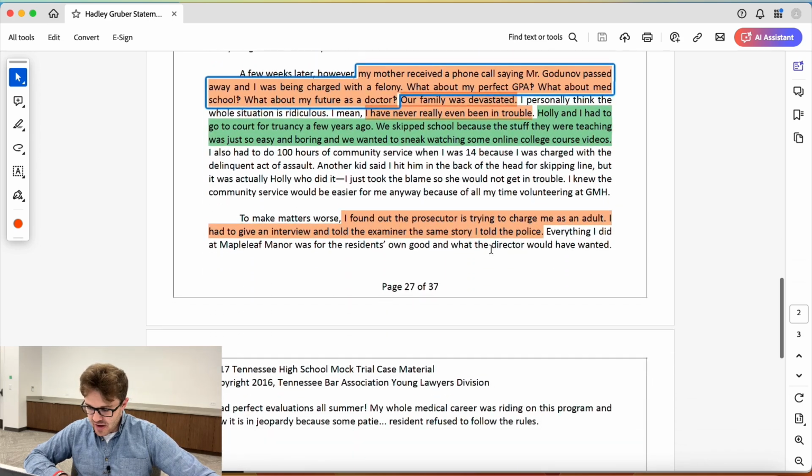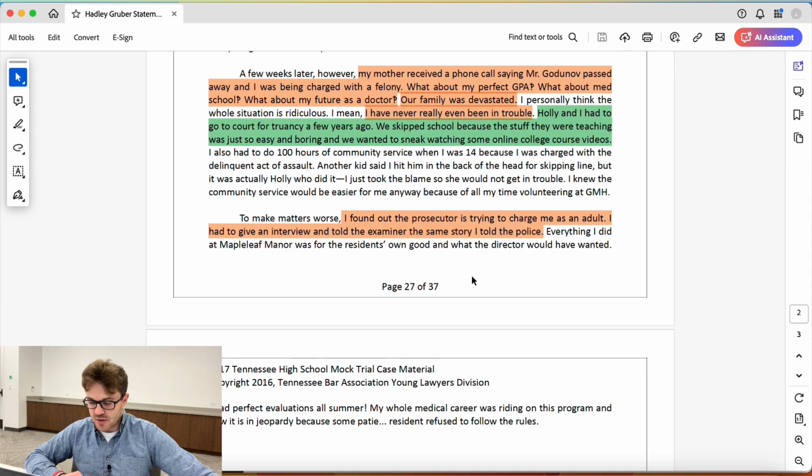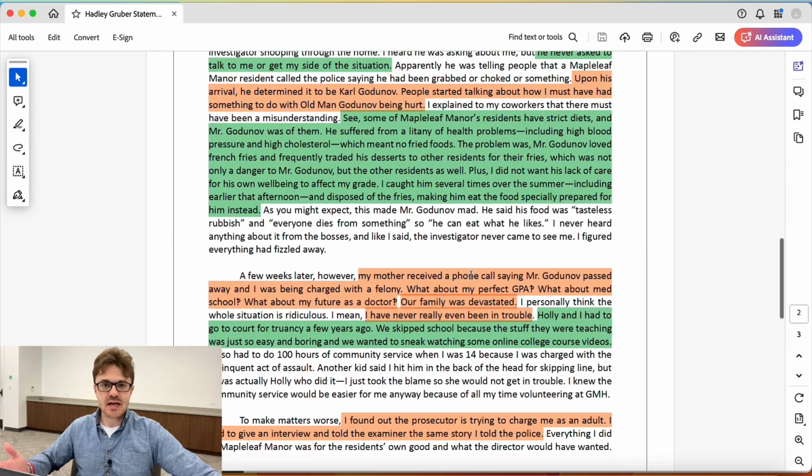Here we go. I found out the prosecutor is trying to charge me as an adult. I had to give an interview and told the examiner the same story I told police. Again, that same emotion I was just kind of working with. And then afterwards I found out that they're trying to charge me as an adult. It's these negative emotions, this sadness that you really want to play into in addition to the positivity.